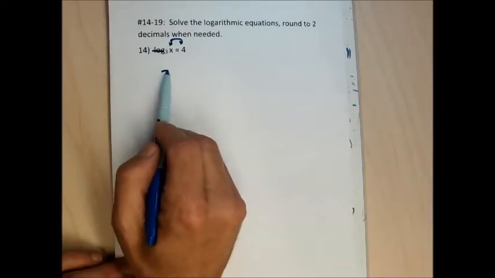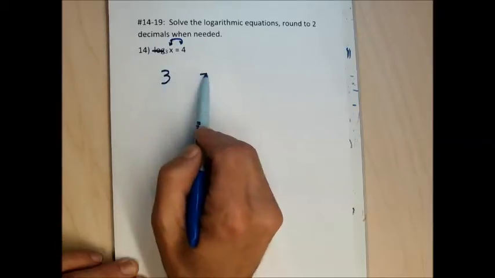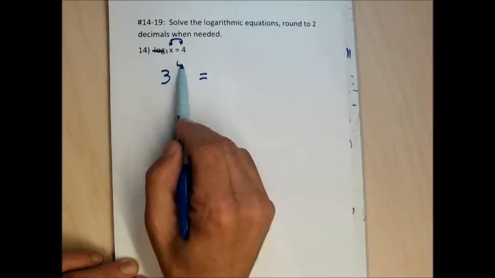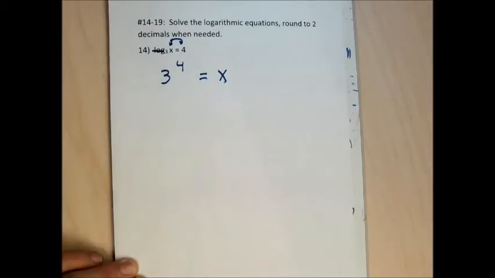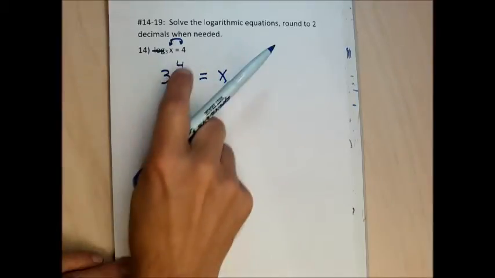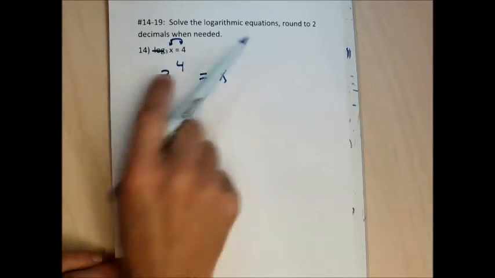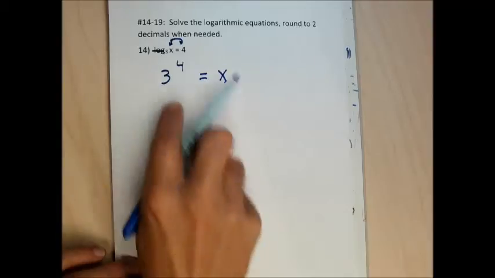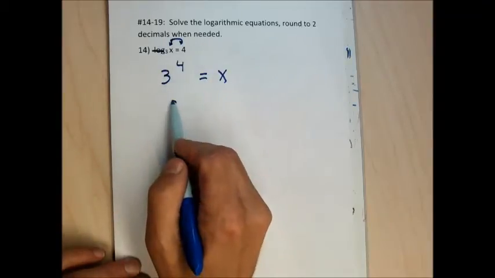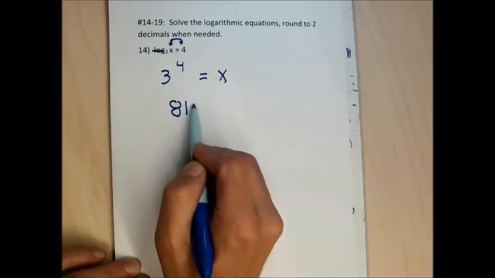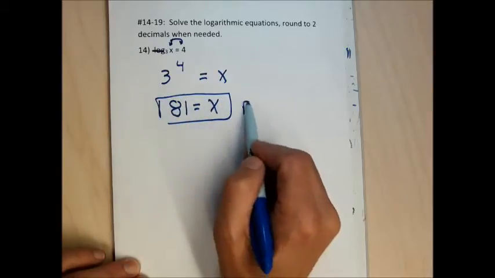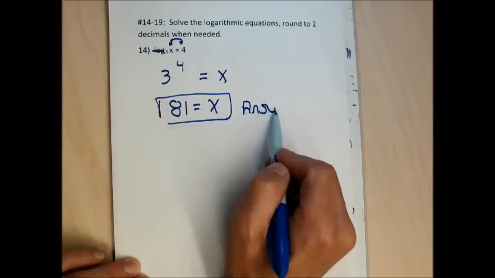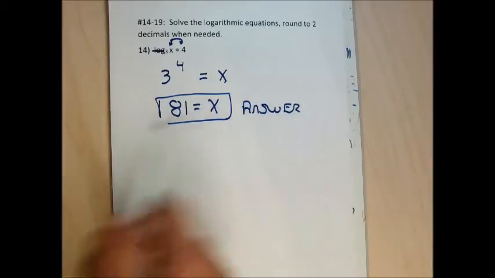The 3 is going to stay on the left side, and the 4 is going to move from one side to another. The x is going to move from one side to another. And you need an exponent, so the 4 is going to become the exponent of the 3. And then I can just do 3 to the 4th on my calculator if I don't have it memorized. That's going to give me 81 equal to x for my answer. And that's all there is to do for 14.